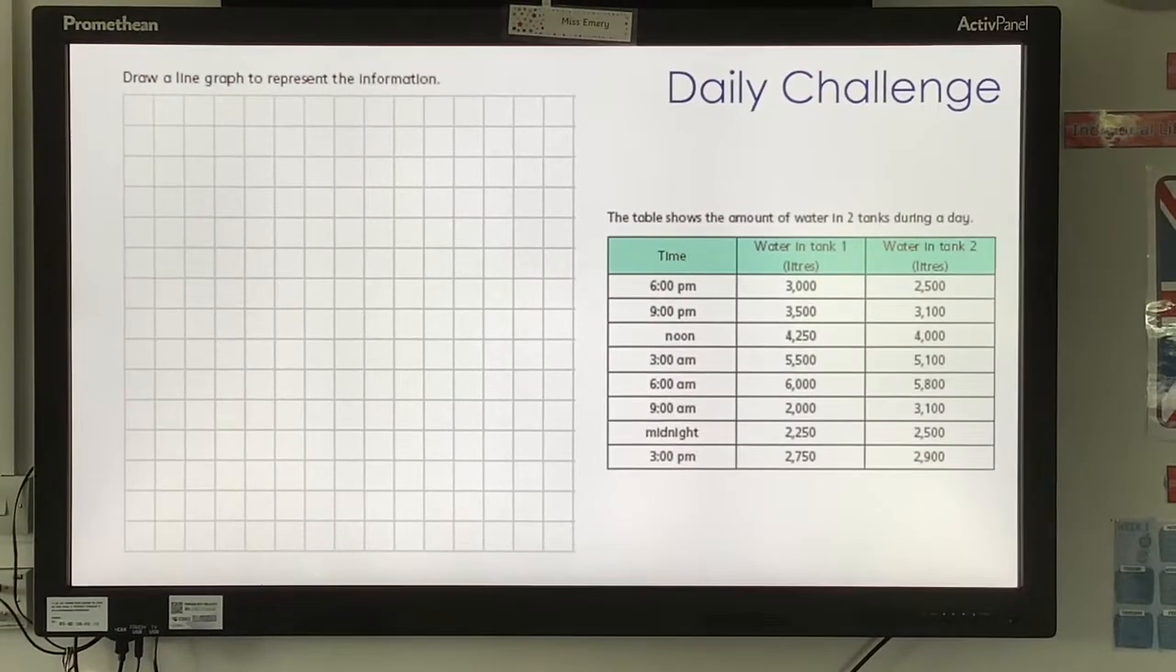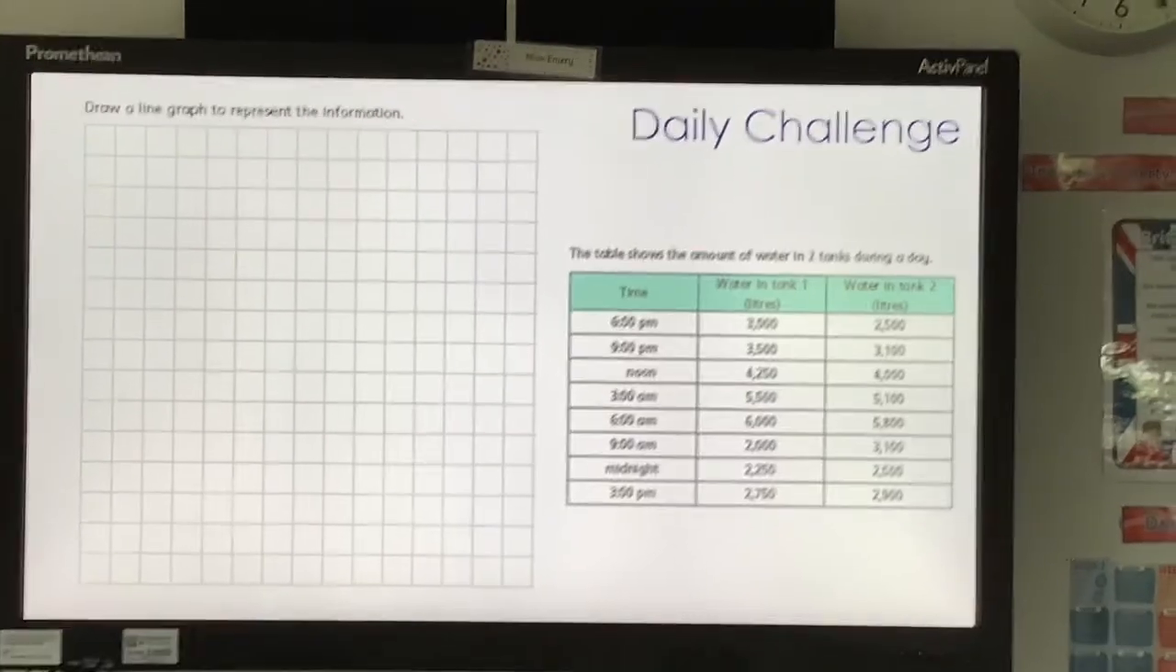Remember, the PowerPoints are on the website, so you can print them off if you want to. I would as well. They'll give you the lines.